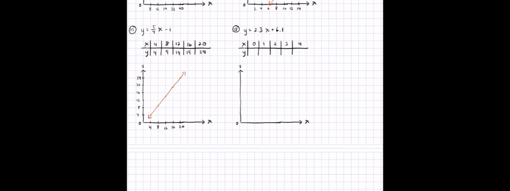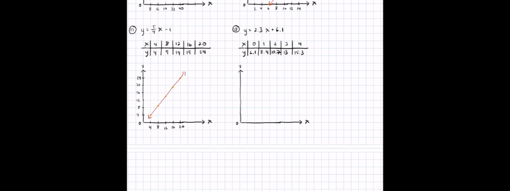So what's 0 times 2.3? That's 0 plus 6.1, that's 6.1. 2.3 times 1 is 2.3 plus 6.1, that's going to be 8.4. And then 2.3 times 2 should be 4.6. 4.6 plus 6.1 should equal 10.7. For this next one here, we have 2.3 times 3. That's 6.9 plus the 6.1. That's going to be 13 exactly. And then 2.3 times 4, it's going to be 9.2 plus the 6.1. That's going to be 15.3.